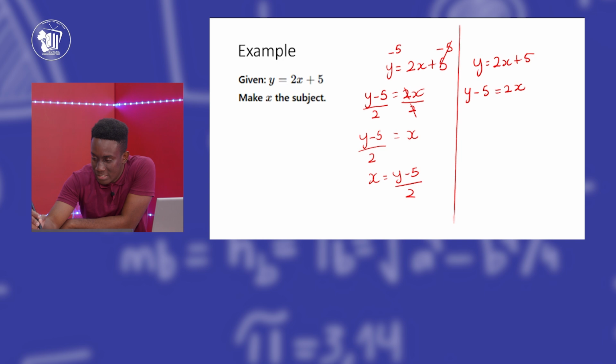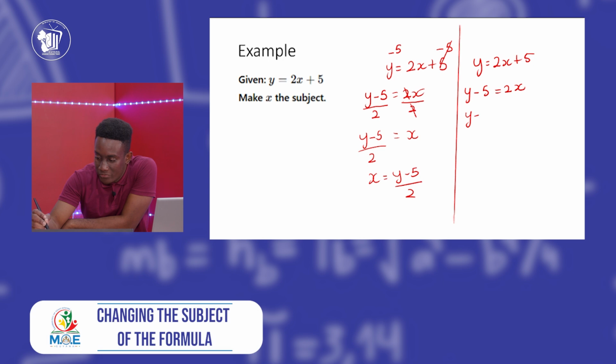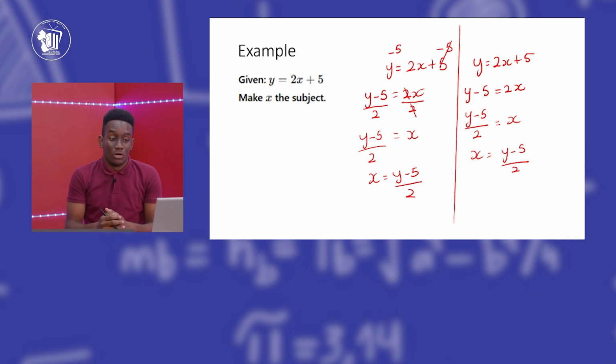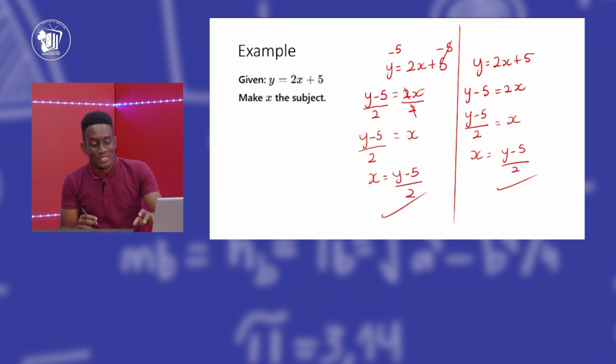And last but not least, this 2 is multiplying the x. So when we take it over, the 2 will divide. So we'll have y minus 5 all divided by 2. And that is equal to x. So x will be equal to y minus 5 all divided by 2. And that is how we make x the subject of the formula there. So you will decide which way you want to use going forward. I prefer this way, but this way is also excellent as well.